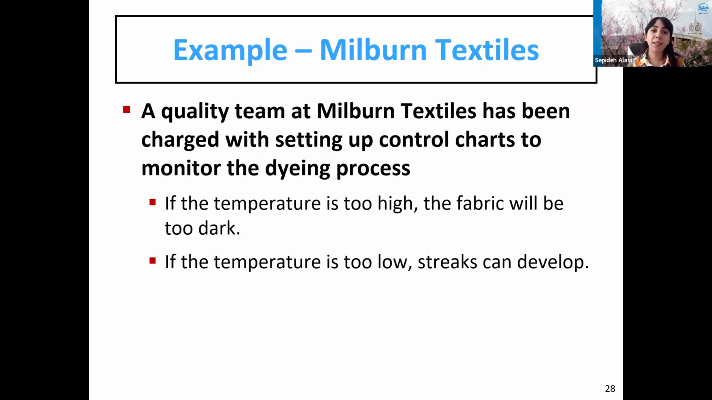Let's take a look at this example. A quality team at Milburn Textiles wants to set up control charts to monitor the dyeing process. The temperature shouldn't be too high or too low, because if it's too high, the fabric will be too dark. Also, if the temperature is too low, it will be problematic because streaks can develop.